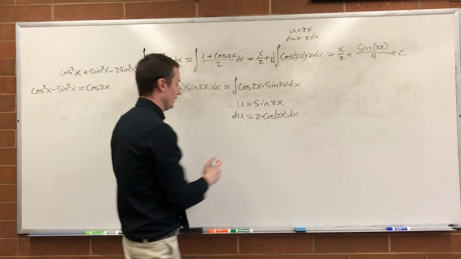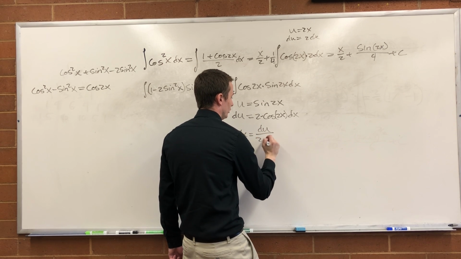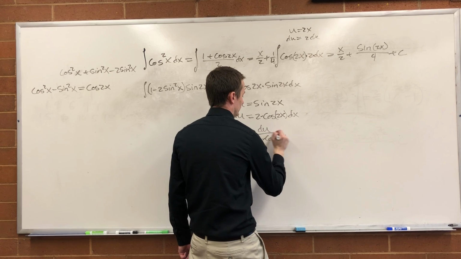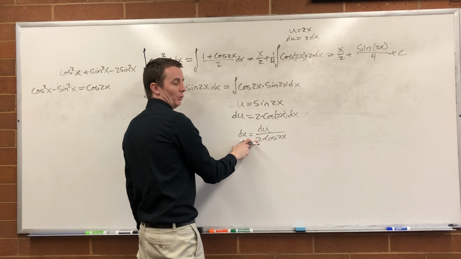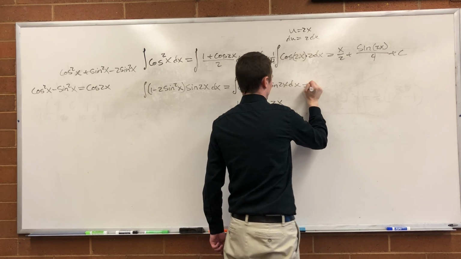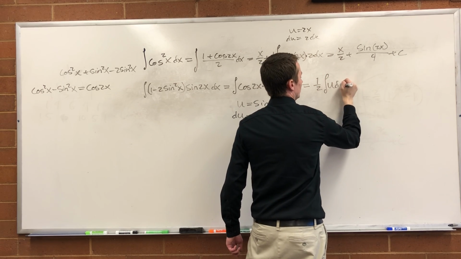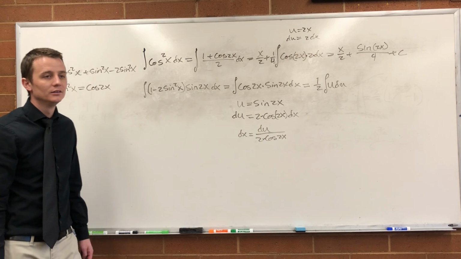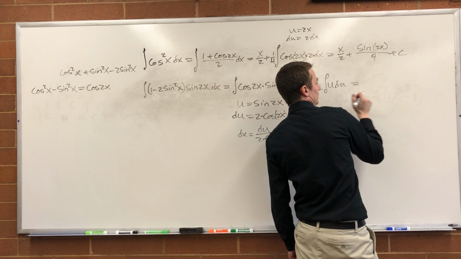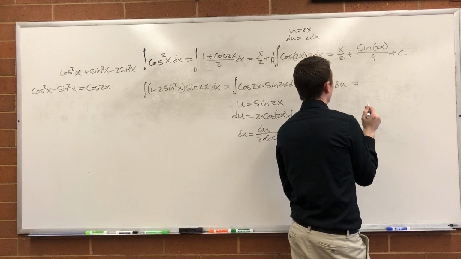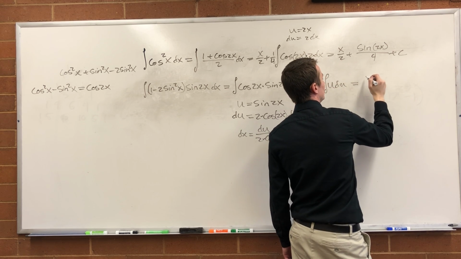So dx is equal to du over 2 times cosine of 2x. When I substitute, the cosine of 2x cancels out, leaving a 1/2 remainder. So this is equal to, writing the 1/2 first, 1/2 the integral of u du. Okay, now we know how to work with that. So this is going to be u squared over 2, so u squared over 4.